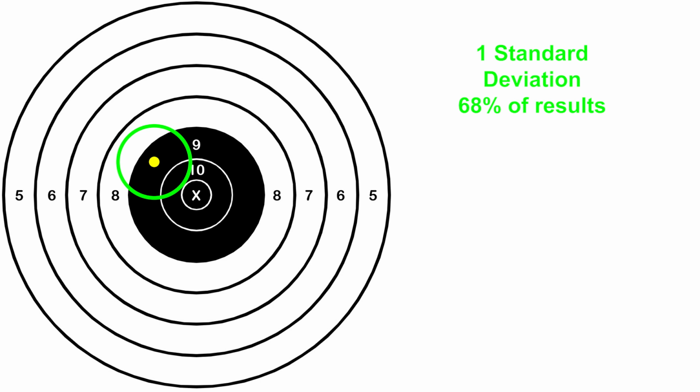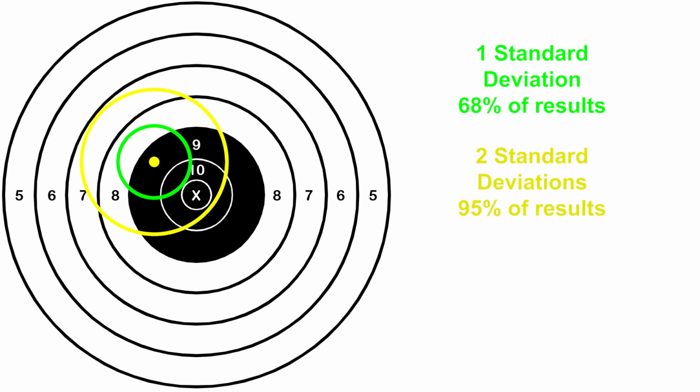This ring represents one standard deviation of hold away from this point. Statistics tell us that there is a 68% probability that our shot decision point will fall within this circle. This ring represents two standard deviations. The probability that our shot decision point falls within this circle is 95%.